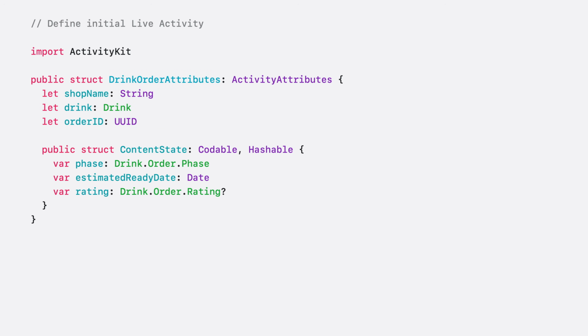Then, I'll add a content state struct containing the dynamic data. This includes the order's phase, like whether it's being prepared or ready for pickup, as well as the estimated ready time, and the rating left for the order. And that's it. Now that I have the data model in place, I'll build the views for the live activity.